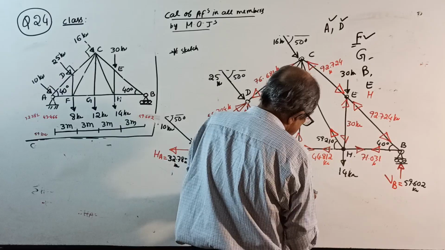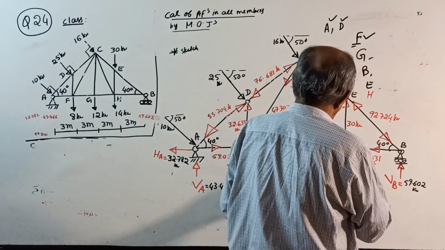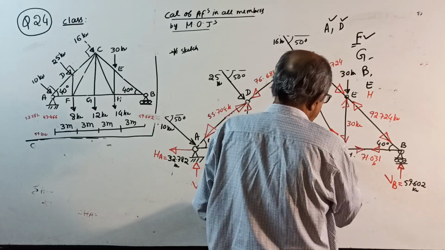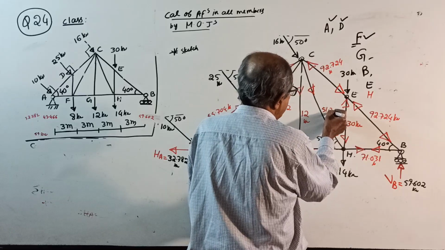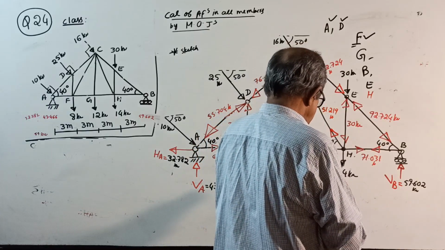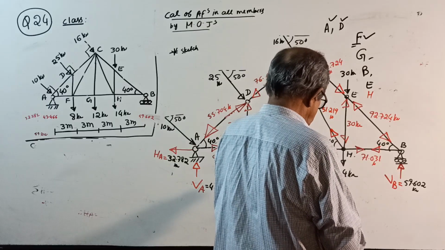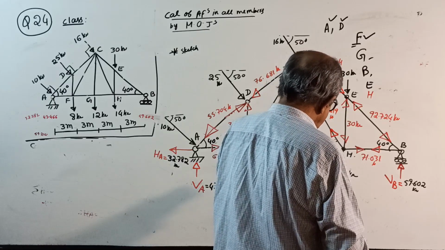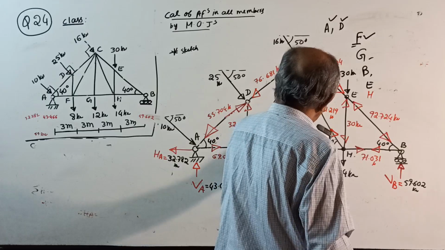Something wrong. 71 this way, 44 this way. I calculate 51.219, I got it by vertical equilibrium. If I do horizontal equilibrium, 71.031 minus 44.812 divided by cos of 59.210 is 51.239, 51.24 it is coming.